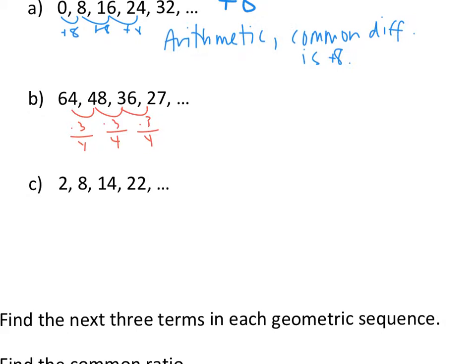So double check that on your calculator. Take 64 and times it by 3/4, you get 48. Take 48, multiply that by 3/4, you get 36. Do that again for 36 times 3/4, you'll get 27. So that's a way to double check that you have the common ratio right. For answering this one, we could say this is geometric, and the common ratio is 3/4.